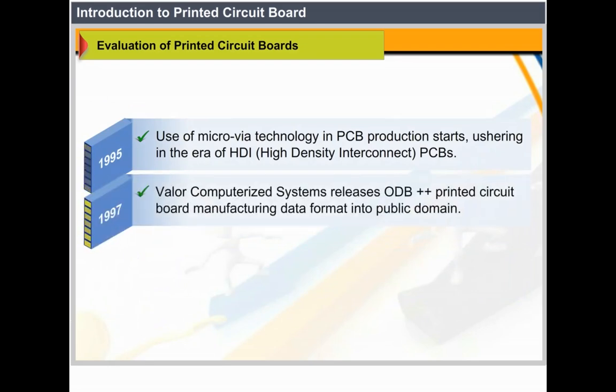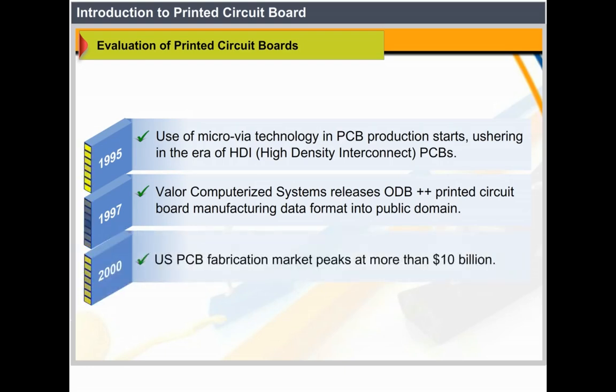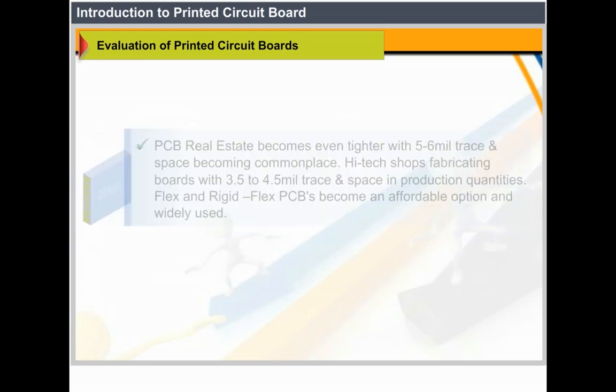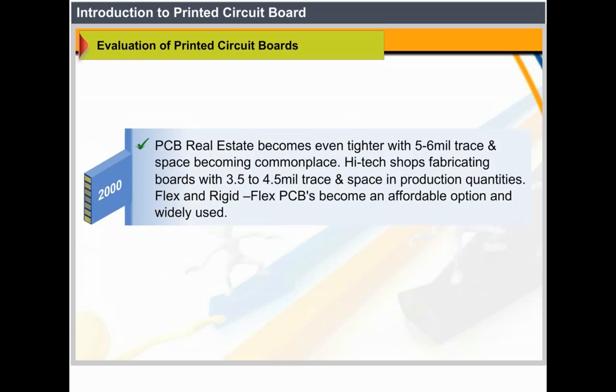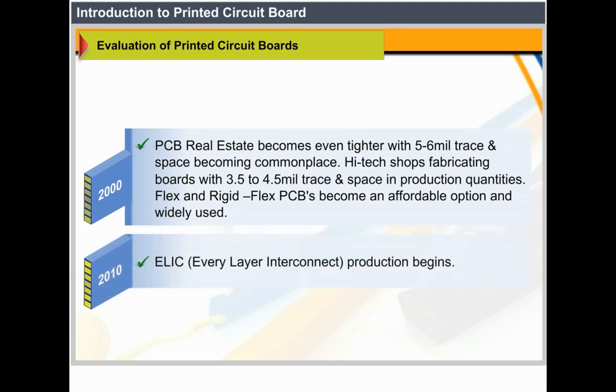1992. Valor Computerized Systems founded, introducing Genesis 2000 software for PCB, CAM and DFM. 1990s. While the complexity of modern circuit boards continues to go up, the size of boards and the cost of material has generally been able to go down.